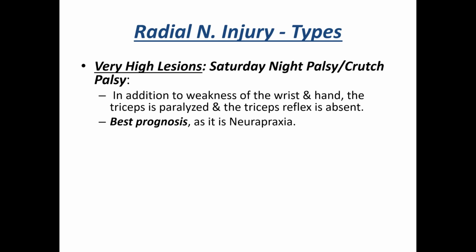First of all, you can have a very high radial nerve palsy, which for example occurs in Saturday night palsy or crutch palsy. Okay, the injury is high up in the axilla or in the upper arm, where all the muscles supplied by the radial nerve will be paralyzed. So the patient will present to you with a wrist drop, with weakness of the hand extensors, finger extensors, thumb extensors. In addition to that, the triceps will also be paralyzed.